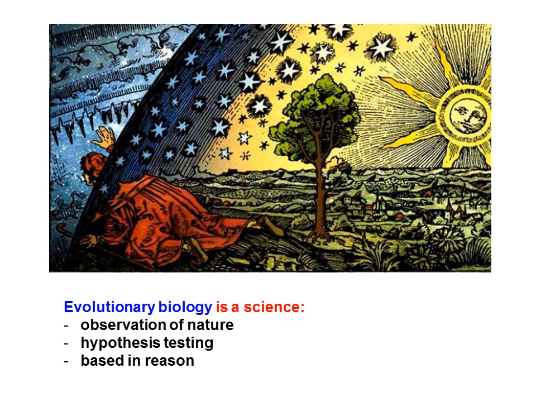Evolutionary biology is a science. It's got all the components that we expect as parts of science. We make observations of nature. We do hypothesis testing. We conduct experiments. We make measurements. We put together our data and we accept or reject hypotheses based on our data. It's based in reason.